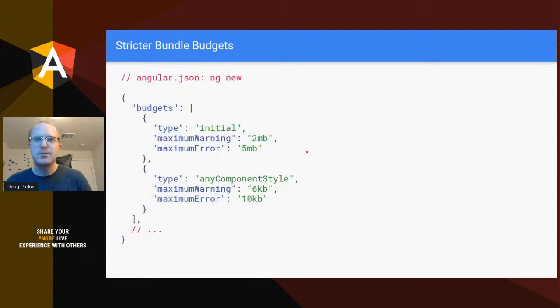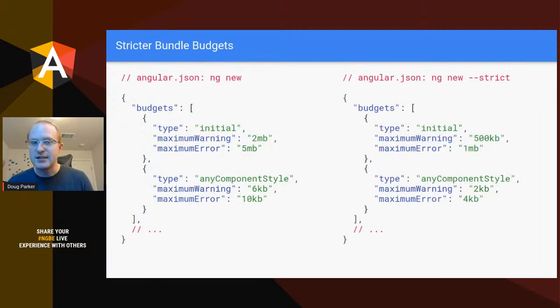This is really useful. A lot of people like this feature, but the numbers are kind of high. Your users are going to feel pain from this long before they hit 2 megabytes. So with strict mode, we've tightened these numbers up a little bit. We've reduced it. It'll warn at 500 kilobytes and it'll error at 1 megabyte. You can still tweak these numbers up or down to your heart's content. So I definitely encourage you to make these as small as you can reasonably get away with.